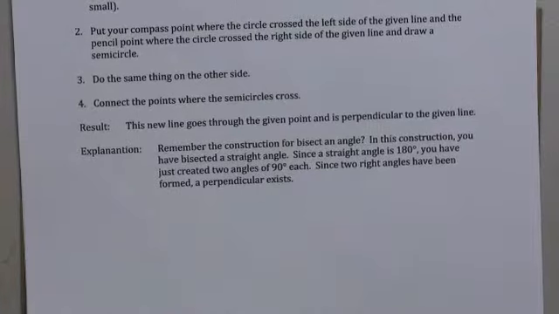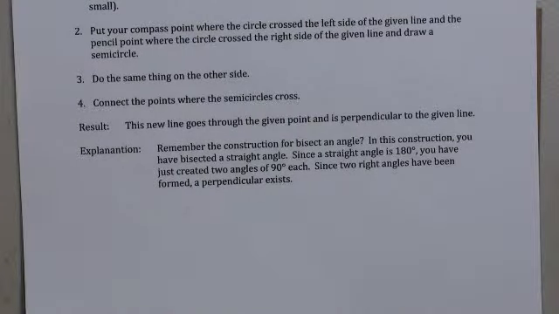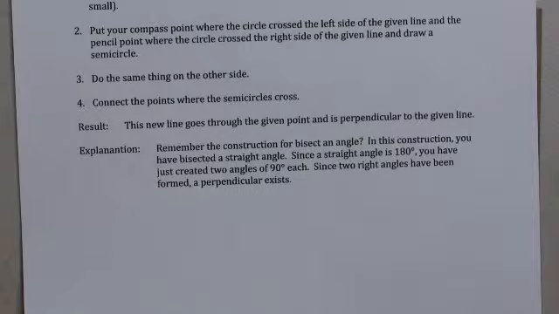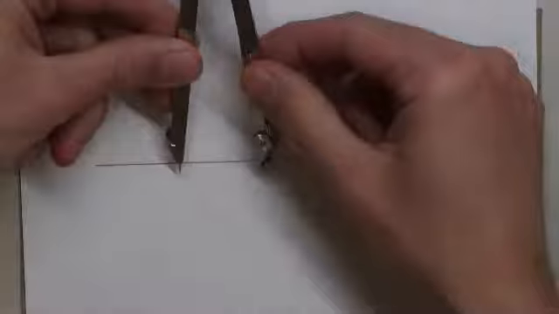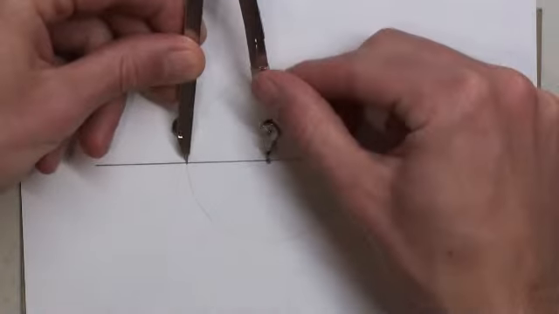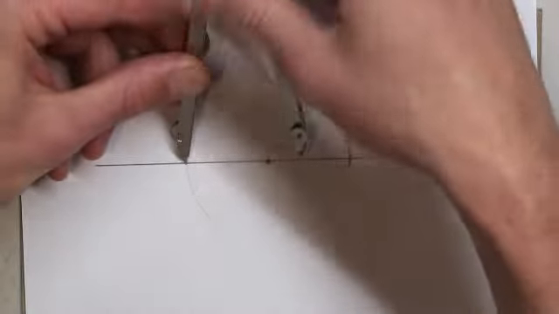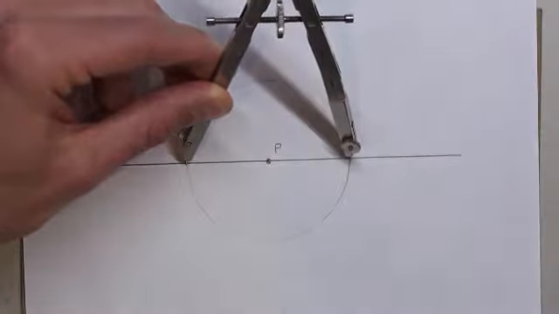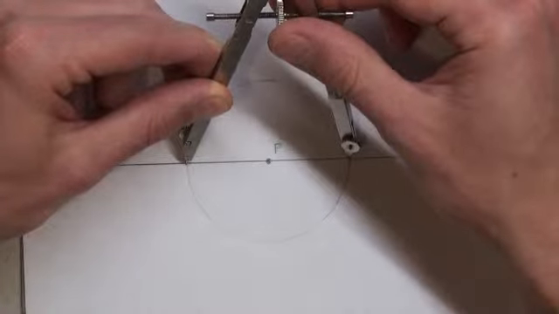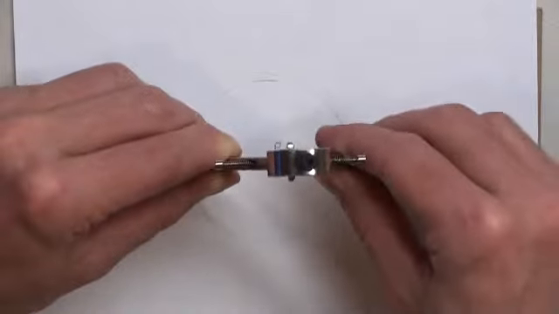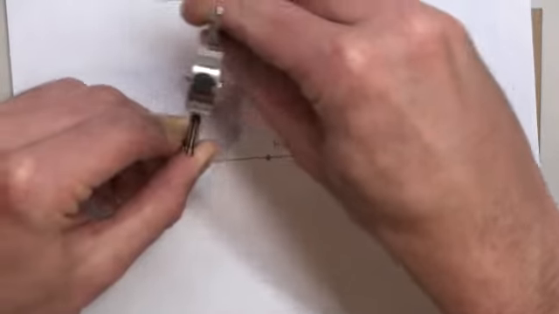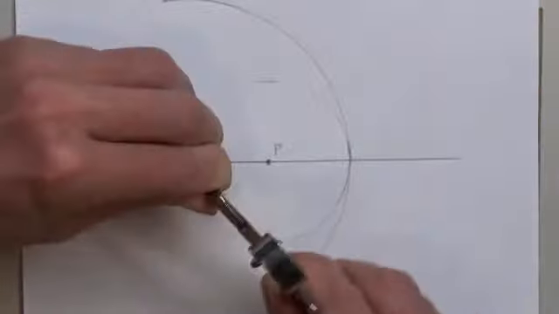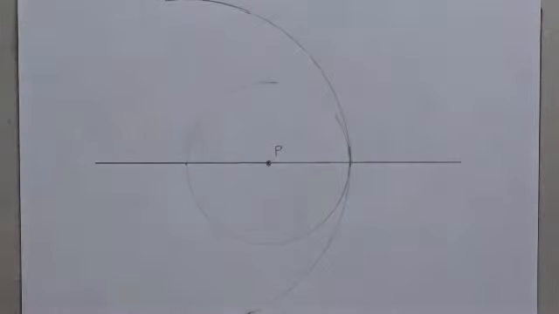Put your compass point where the circle crossed the left side of the given line and the pencil point where the circle crossed the right side of the given line and draw a semicircle. So I'm putting the compass point where the circle crossed the left side of the line, and I have to open this to where it crossed the right side. And now I need to draw a semicircle. A semicircle is half a circle, so I'm going to go up halfway and down, just like that. That's a semicircle. Okay?